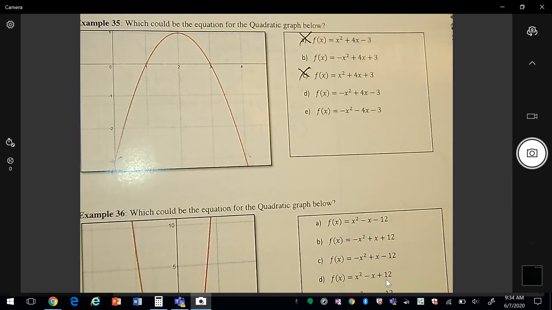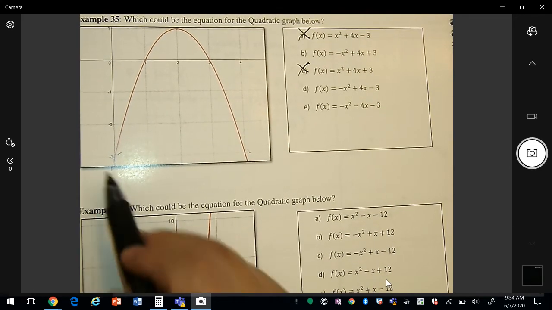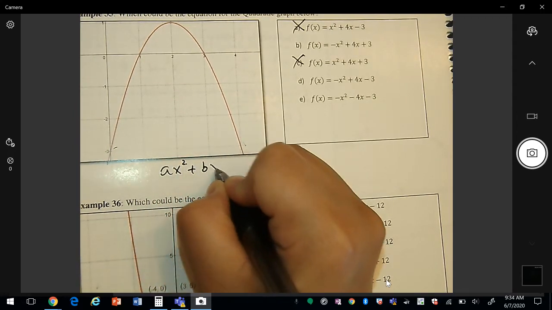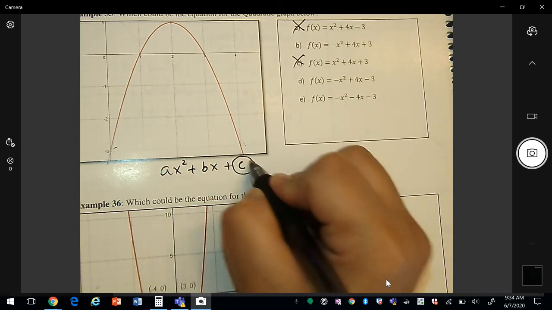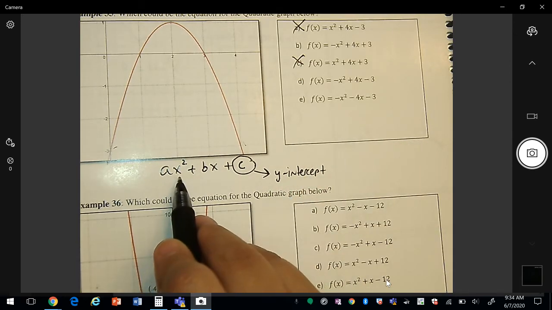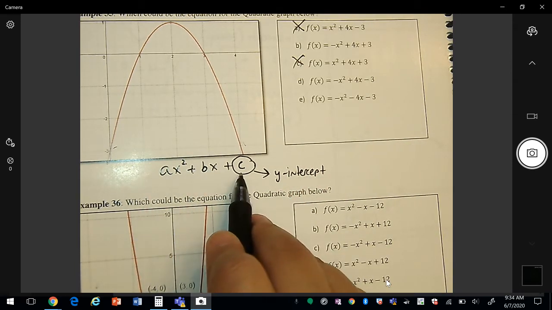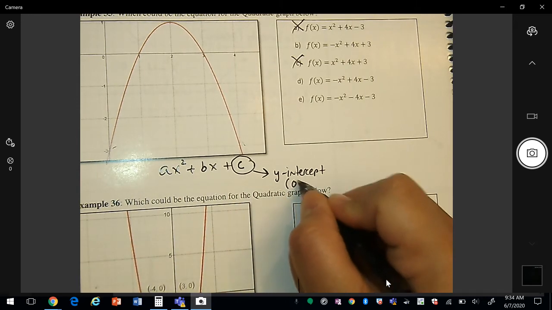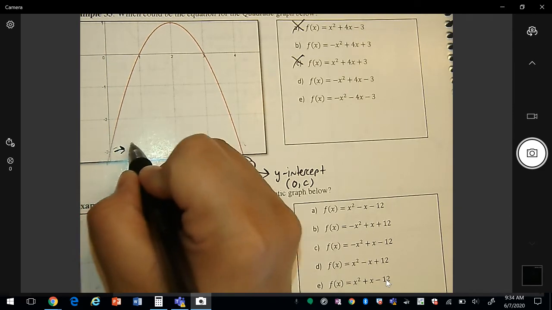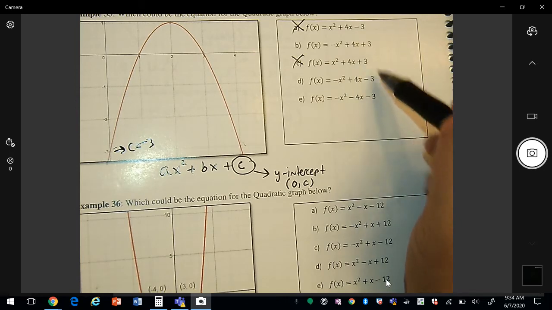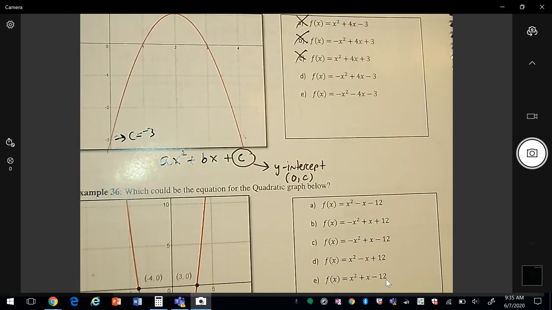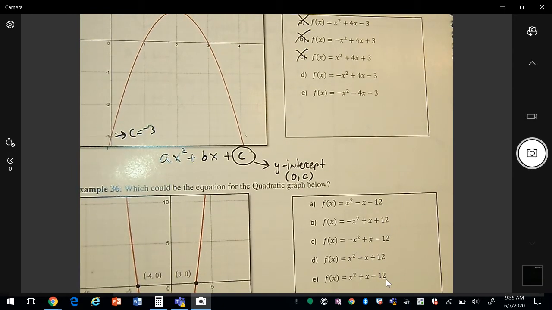And then the next thing I would do is work with the y-intercept. The y-intercept is negative 3. So anytime that you have a quadratic equation that's written in this form, this number here is going to be your y-intercept. Because if you let x equal 0, then all of this becomes 0, giving you the c. So your y-intercept is at 0, c. And so in this case, your c is negative 3. So from the ones that are left, I know that c has to be negative, so I can get rid of letter B. So now I have letter D and letter E.